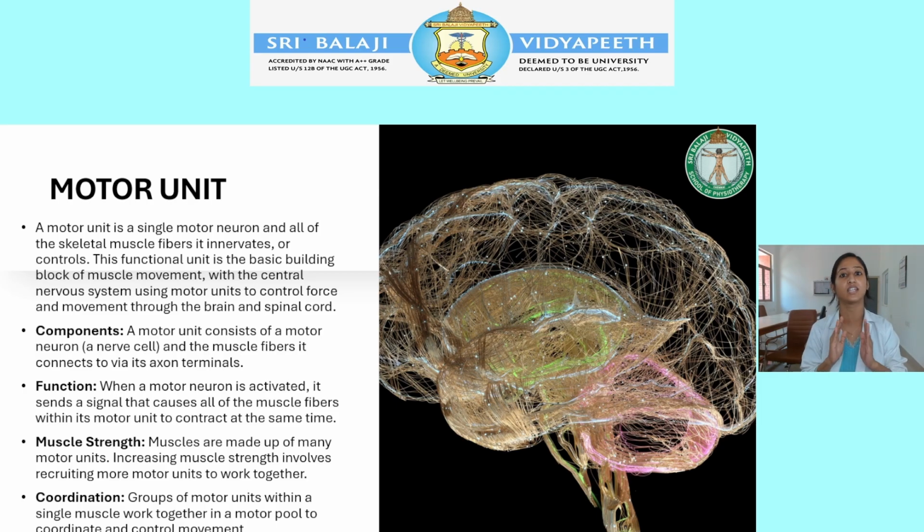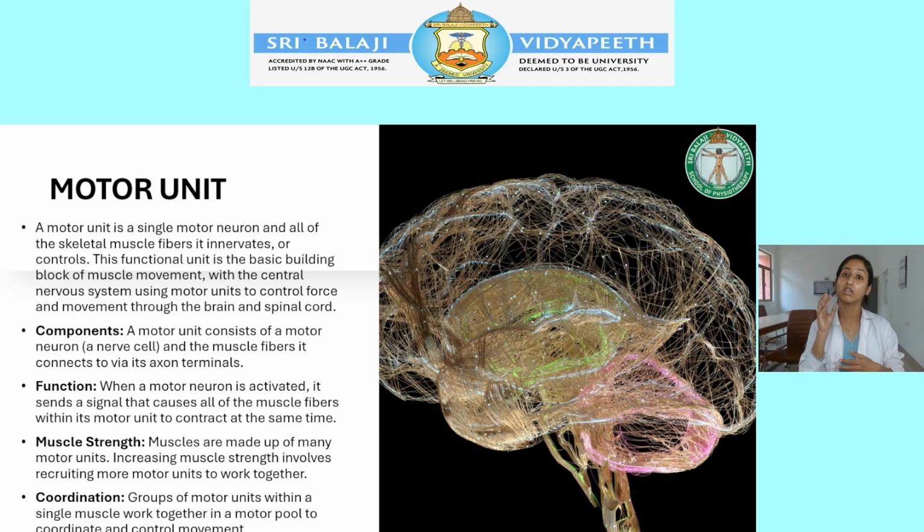So the motor unit is a team of one nerve cell, several muscle fibers and axons. The nerve cell is closely attached to the spinal cord, the muscle fibers are controlled and connected to that particular neuron, and the axon is closely attached to the motor neuron. The motor unit is a basic functional building block of muscle movement, and the central nervous system uses these motor units mainly to control the force and movement with the help of the brain and the spinal cord. So this is the basic outline of the motor unit.